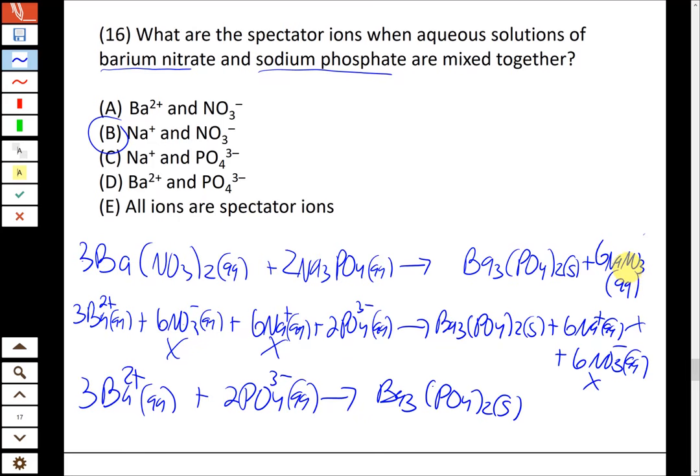So I meant to say whatever is not the precipitate, right? So whatever is not the precipitate would be the spectator ions, yes. So in a precipitation reaction, whatever is not involved in forming the precipitate will be classified as a spectator ion. That's correct. Okay, we good?